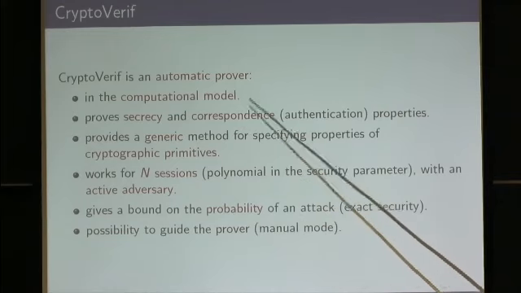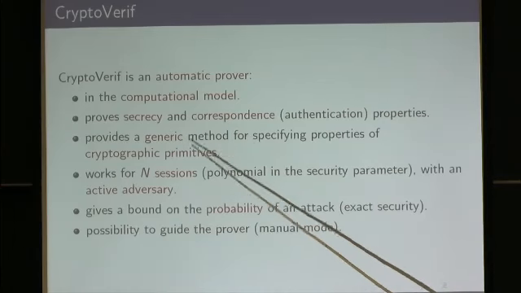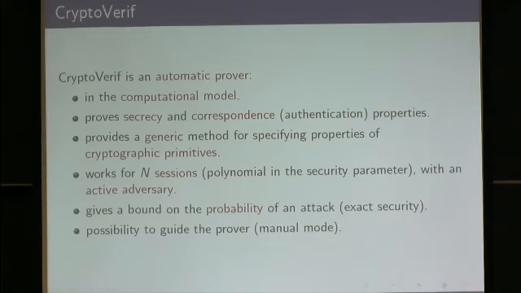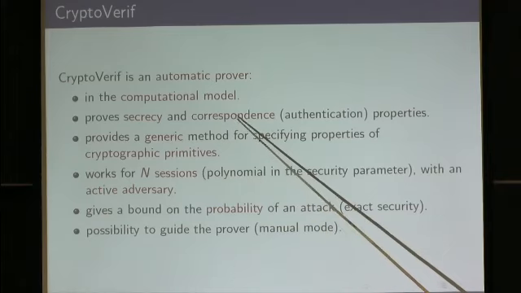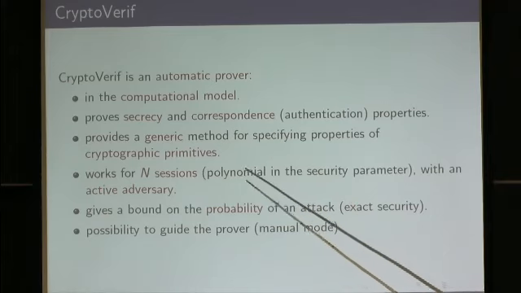So to prove the protocol in the computational model, we rely on the cryptographic prover. So it works, as I said, in the computational model. It can prove secrecy properties, so prove that some variable is indistinguishable from a random number. It can prove correspondence properties, so authentication properties. If the server thinks he runs the protocol with the client, then the client also thinks he runs the protocol with the server.